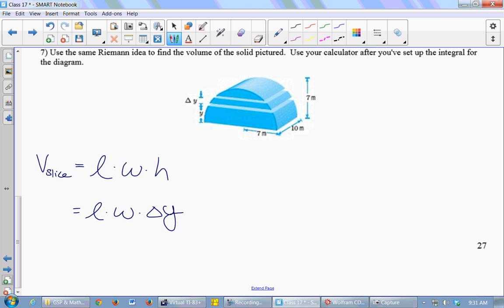True. 10 doesn't change. These are all 10s, right? So we can call that the width, say. All right, so then mystery is this distance.